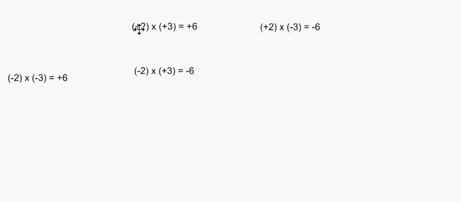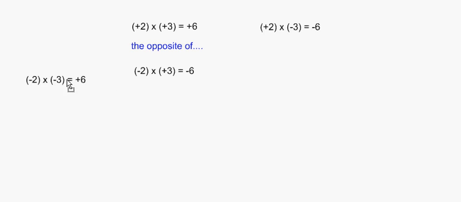So this one has two positive groups of positive 3, and this one has two negative groups of positive 3. So there must be an opposite in here someplace. So I've got the opposite of positive 2, I now have a negative 2. Everything else is the same. So if two groups of 3 is positive 6, the opposite of that must be negative 2 groups of 3, which would be negative 6.